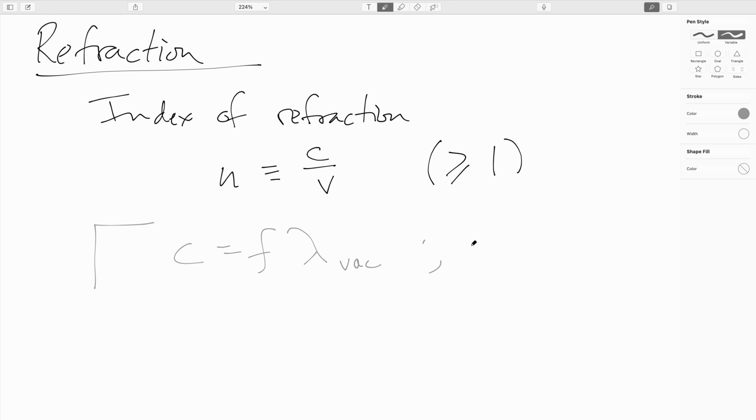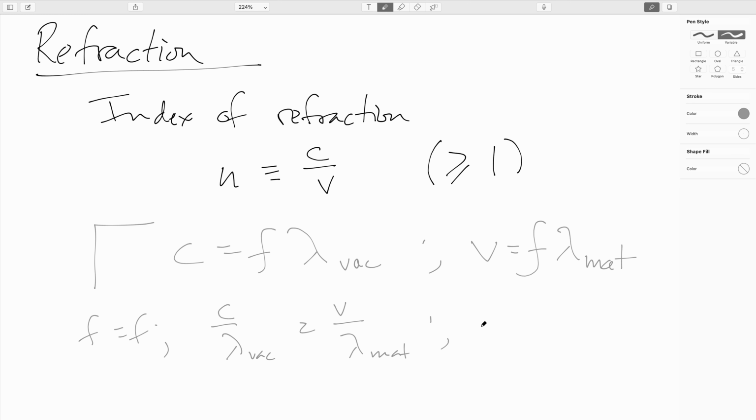And then similarly, we would say that in some medium, the speed of light in that medium, which is slower, will be equal to the frequency times the wavelength in the material. So we can equate the frequencies. So here the frequency in a vacuum we could write as the speed of light in a vacuum over the wavelength in a vacuum. And similarly, the frequency in the material we would write as the speed of light in the material over the wavelength in the material.